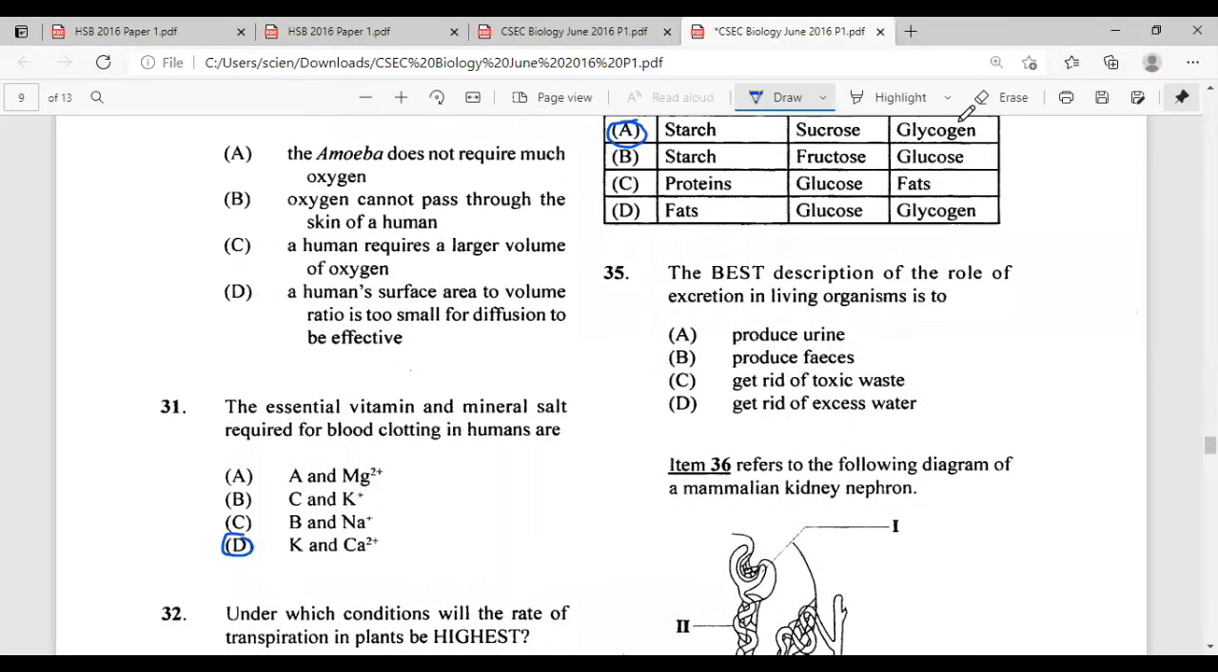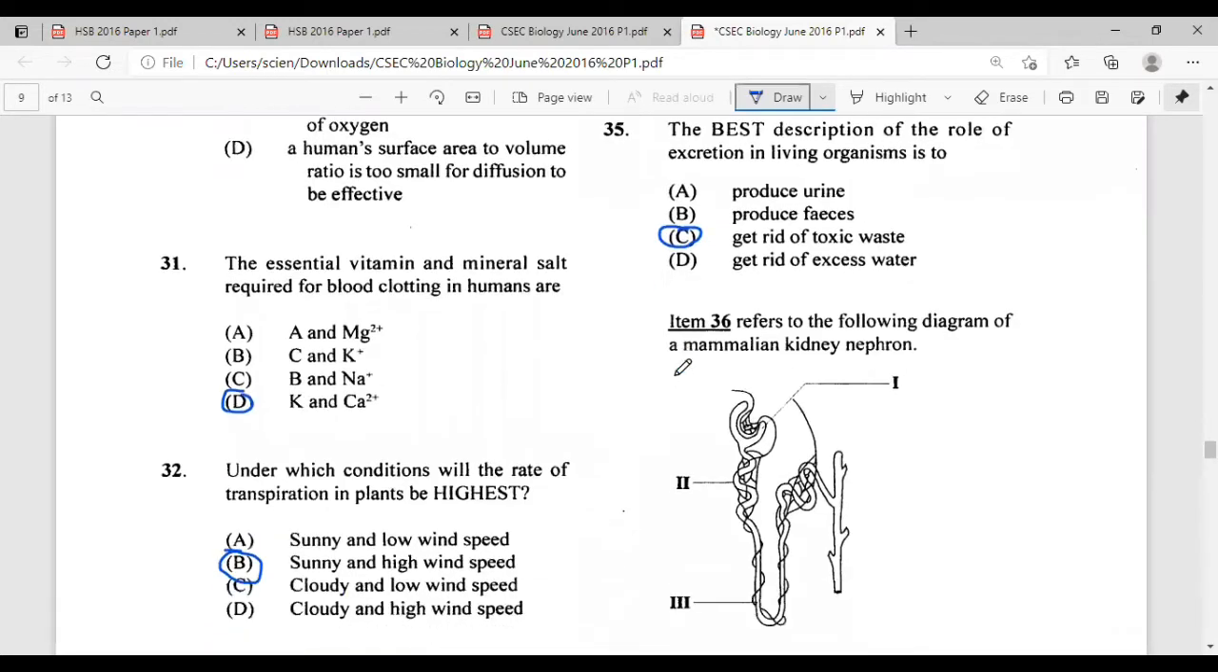35. The best description of the role of excretion in living organisms is to A, produce urine, B, produce feces, C, get rid of toxic waste, D, get rid of excess water. So the answer is definitely C.